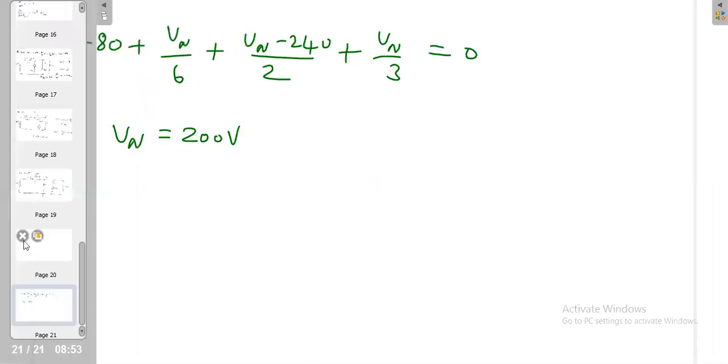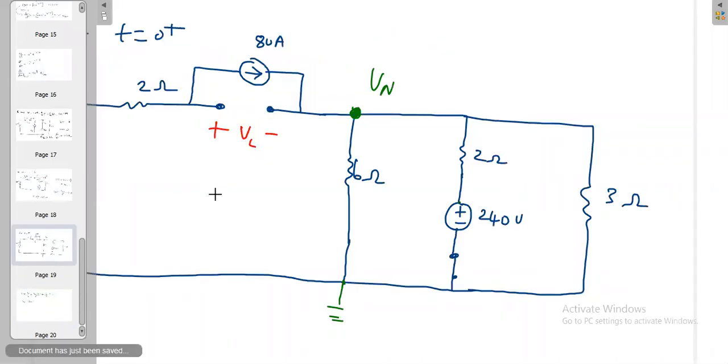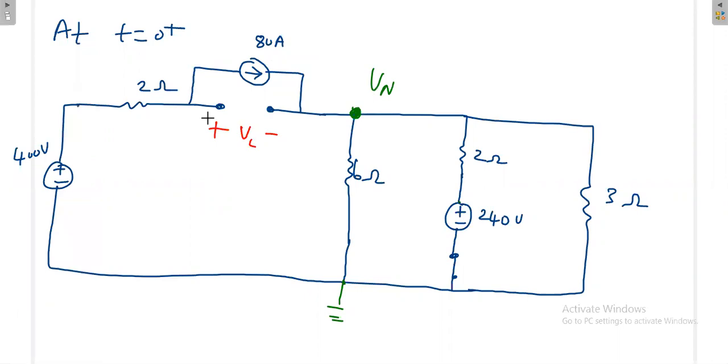Now what is the relationship between nodal voltage and these voltages? Say this one I'll write as the voltage across 2 ohm. Because the current is flowing in this way, the voltage across that will be 160 volt. So I'll write the equation here: minus 400 plus V2 ohm plus VL is the same as Vn.